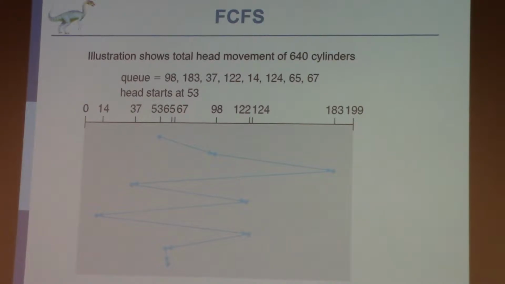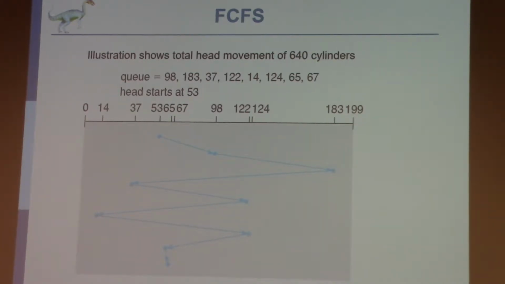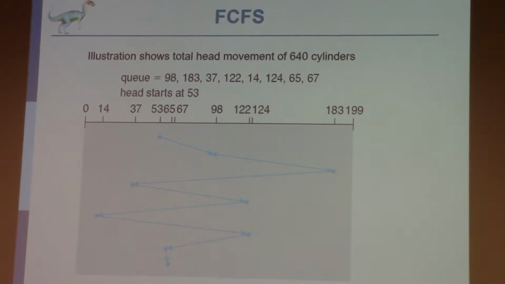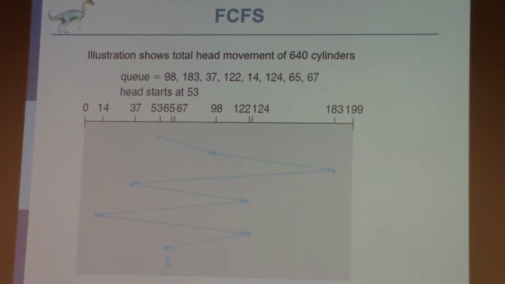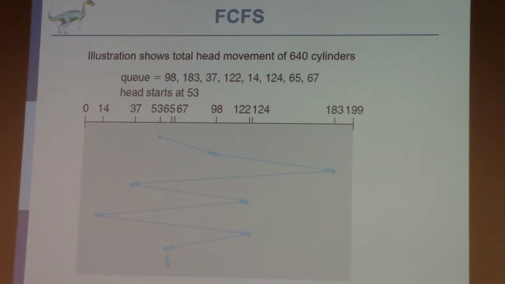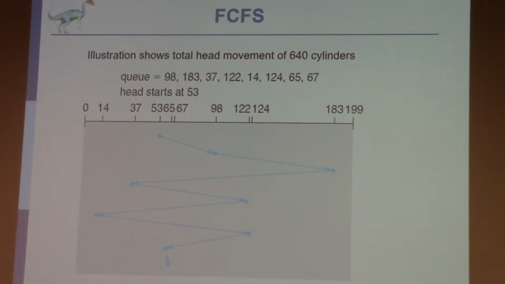So we determined the head starts at 53, by dividing 640 by the total number of queue entries. Any question? Okay, yes, go ahead. So we determined the head starts at 53 by using the number 640 divided by the number of queue entries. Yes, so for the queue, we have 98, 183 in this order.